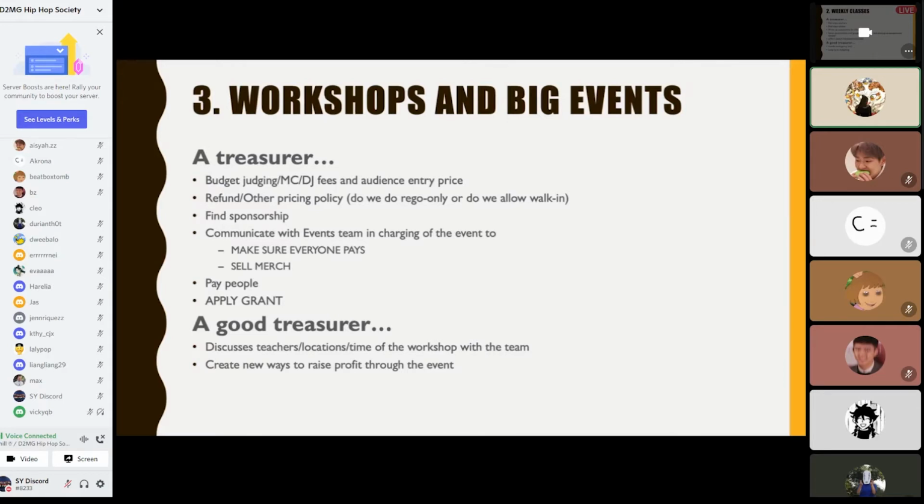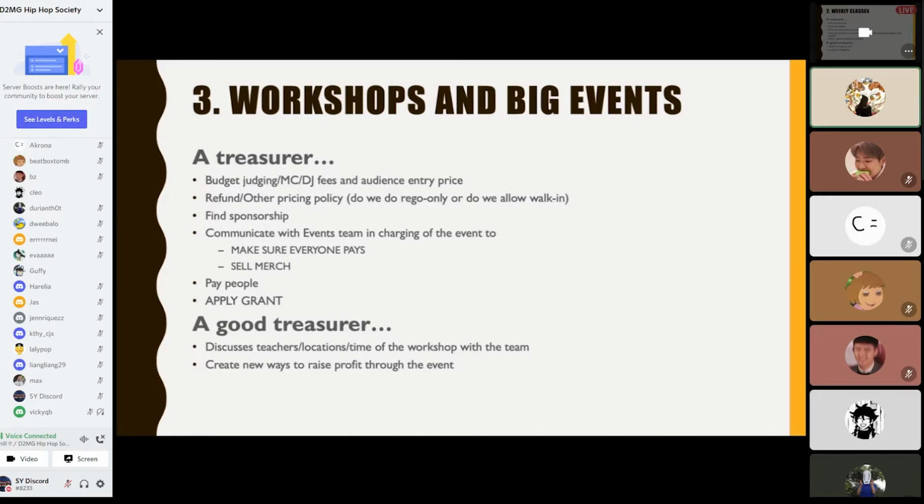being better than a normal treasurer, they have to discuss all the key decisions with the team, including what teachers to get for workshops, what judges to get for big events, and what locations and time we can have for the workshop within the term, or in the holiday. So we make sure that our workshops and big events have the highest turnouts.